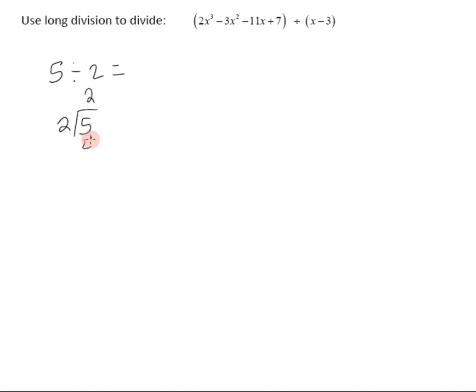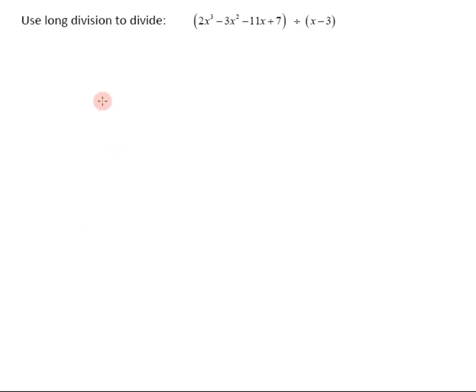2 times 2 is 4. And then what we did is we subtracted, right? So 5 minus 4 is 1. So the answer was 2 remainder 1, or 2 and 1/2, putting the 1 over that 2, right? We're going to do the same thing with this polynomial.